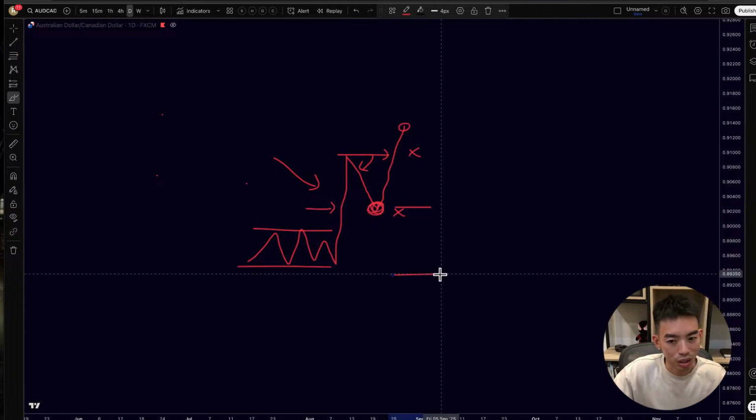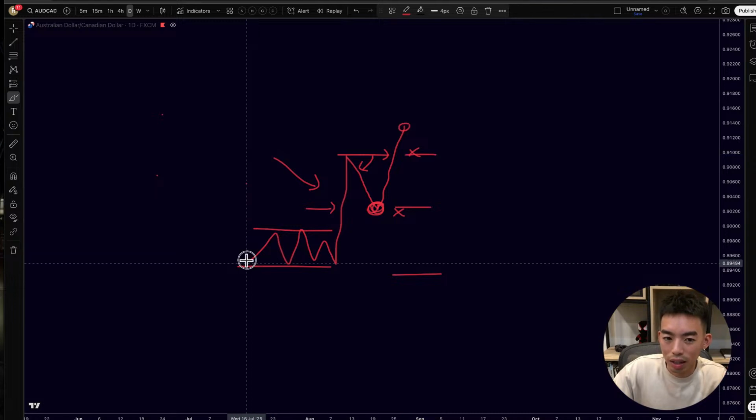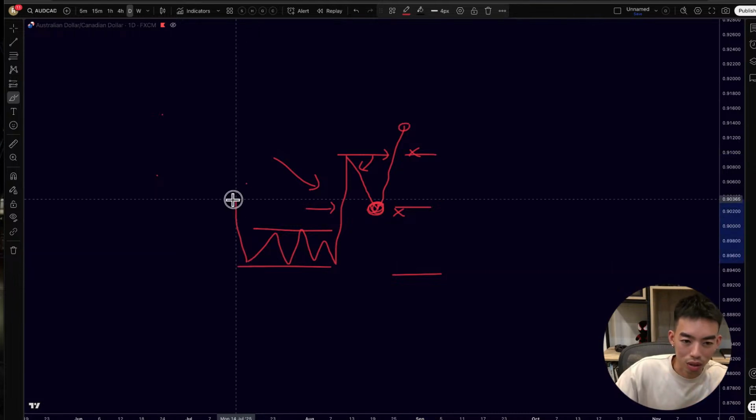Should my stop loss be here? My exit is right there. So is this a 1 hour trade? Okay. What about situations where, what about this other thing to consider?